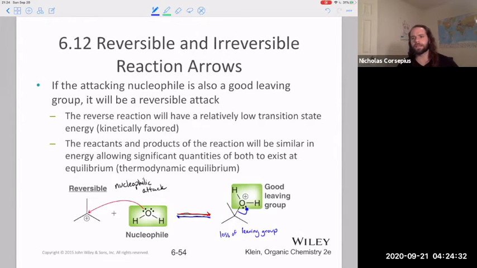What is it that makes a leaving group a good leaving group? Do you guys remember? Good leaving group equals crappy base. All right, that's the simplest way to think about it. There may be some examples where that's not exactly true, but it's a good first pass. If your leaving group is a good base, it's not going to be a good leaving group. Likewise, if it's a crappy base, it's going to be a good leaving group.